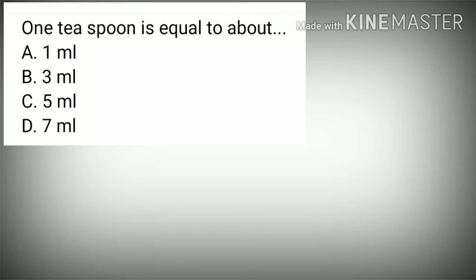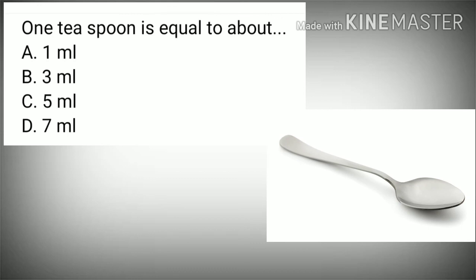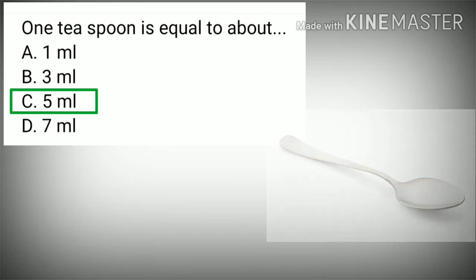1 teaspoon is equal to about A. 1 ml, B. 3 ml, C. 5 ml, D. 7 ml. And the correct answer is C. 5 ml.